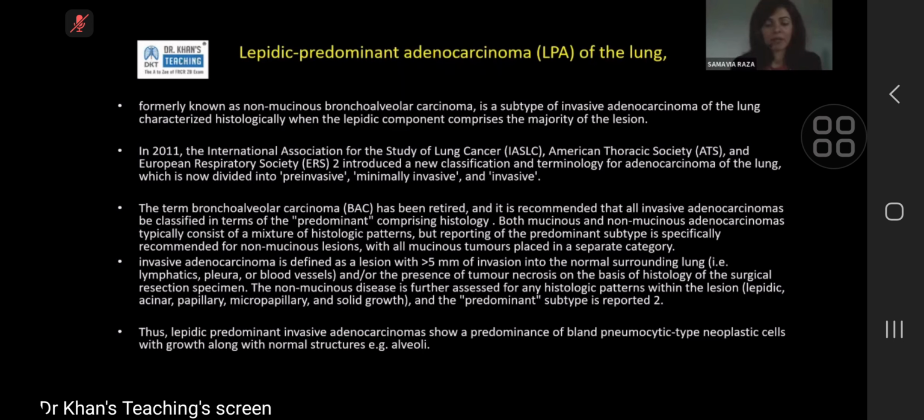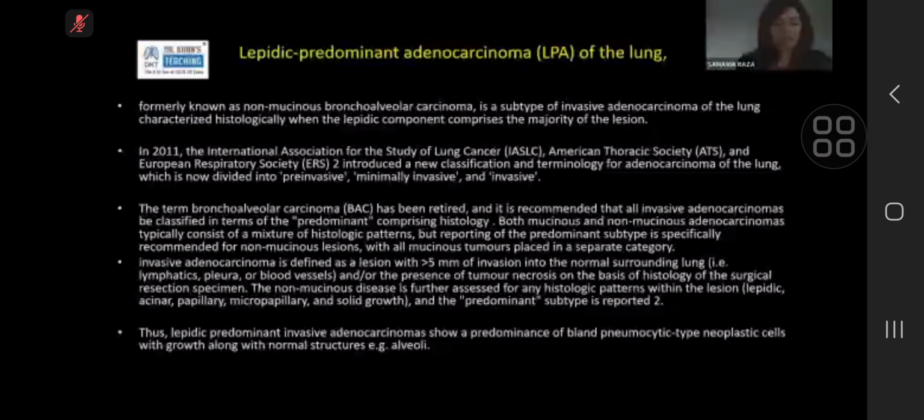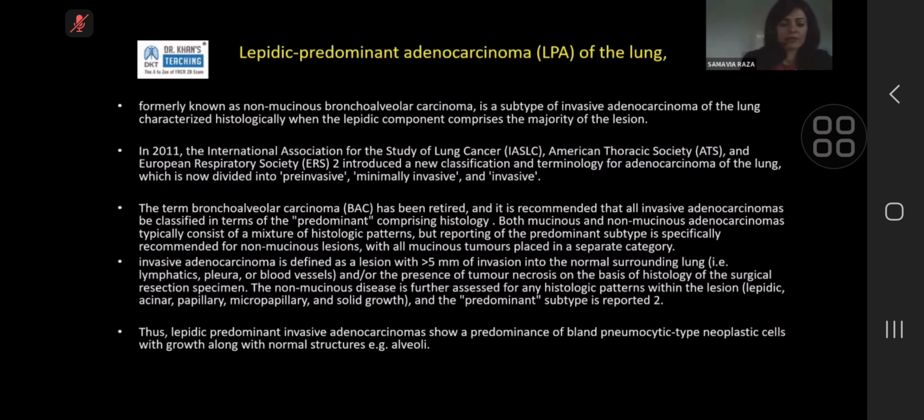This is something that happens at the time of biopsy, or at the post-op sample stage. It is very common for a tumor to have multiple histological patterns. So the pattern that is most predominant is put down as the main pattern. It is understandable to classify them as non-mucinous or mucinous. The non-mucinous disease is further assessed for patterns like lipidic, acinar, papillary, micropapillary, and solid growth. This is all determined on the histopathological slides and not the radiology.